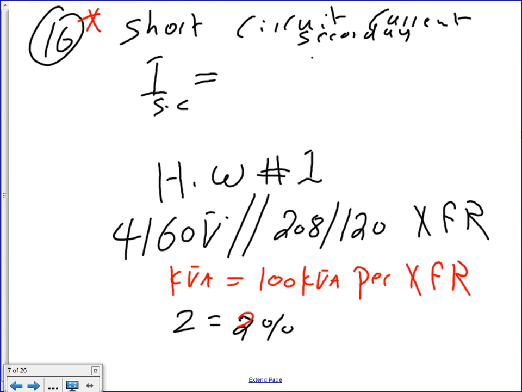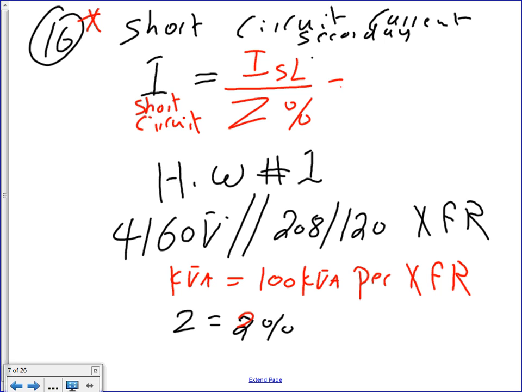The short circuit is always defined in the secondary. Secondary line short. This is how I'm going to say it instead of SC, which will confuse you with coil, guys. I'm going to say short circuit. Can you change this one to I short circuit? I short circuit equals I secondary line divided by Z, the impedance.